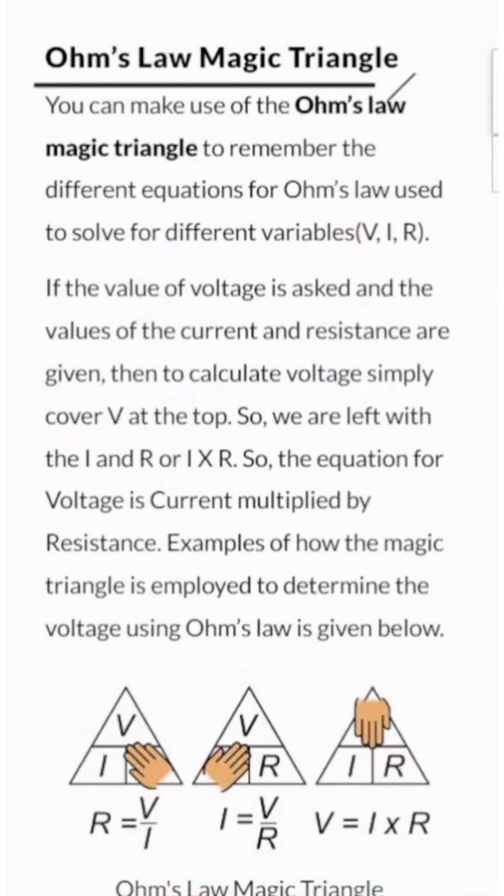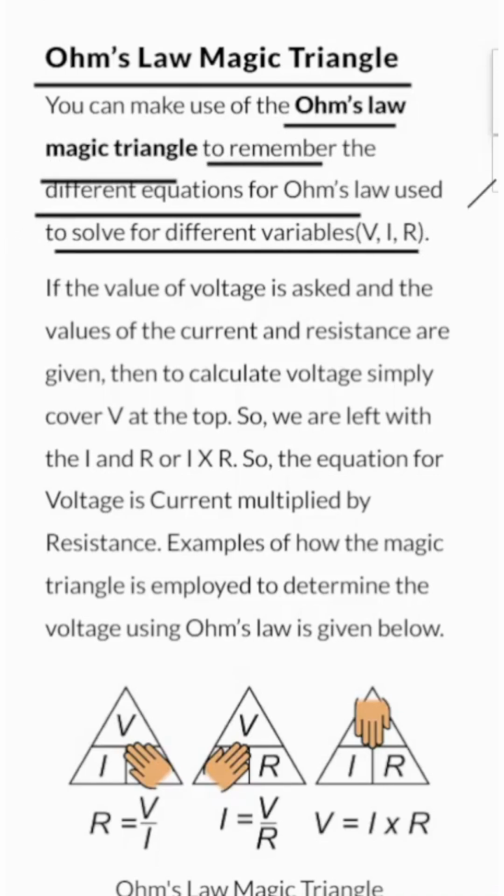Ohm's law magic triangle. Let's discover a magical tool to simplify calculations for voltage, current, and resistance. How the magic triangle works. Imagine a triangle with V, voltage, at the top, and I, current, and R, resistance, on the other two sides. This triangle makes solving Ohm's law equations a breeze. Now, let's put it to use.